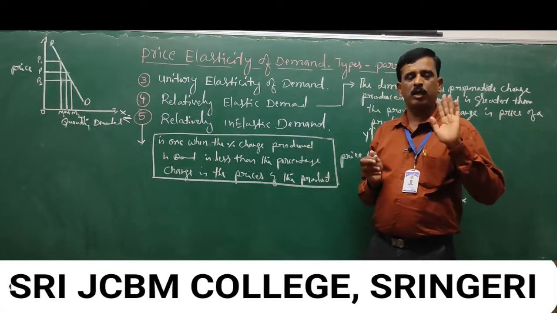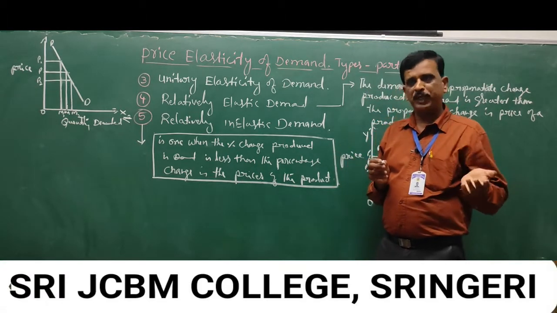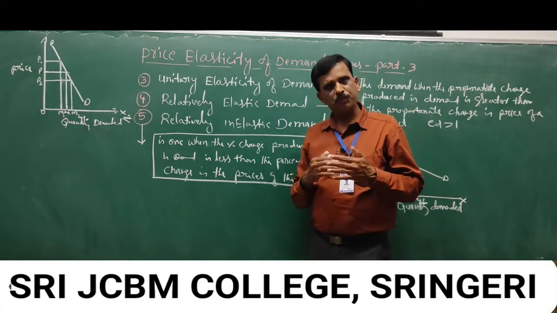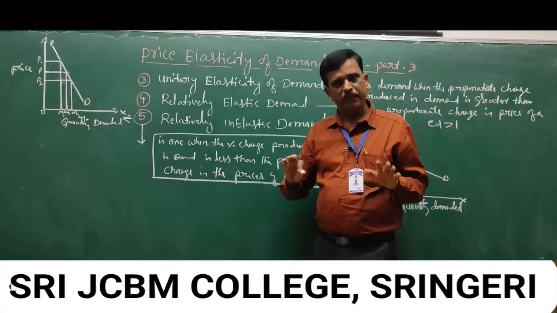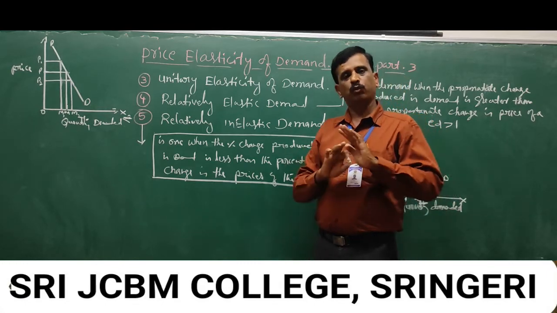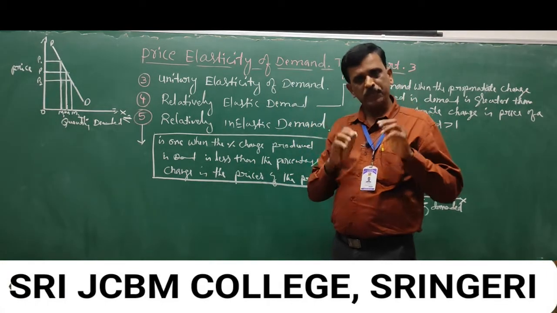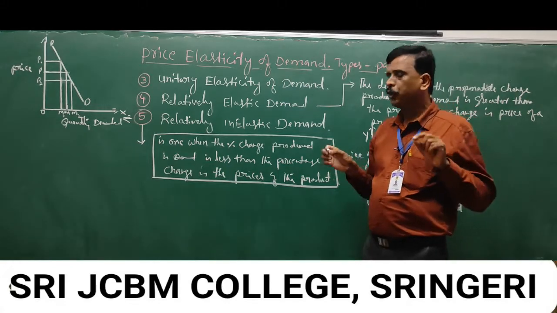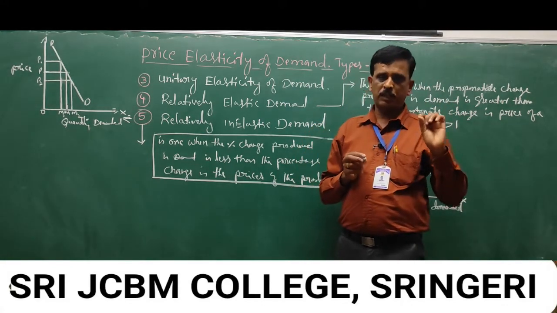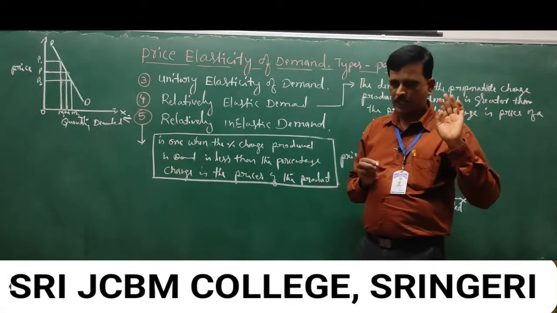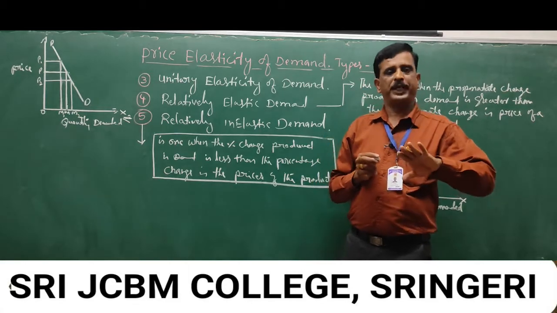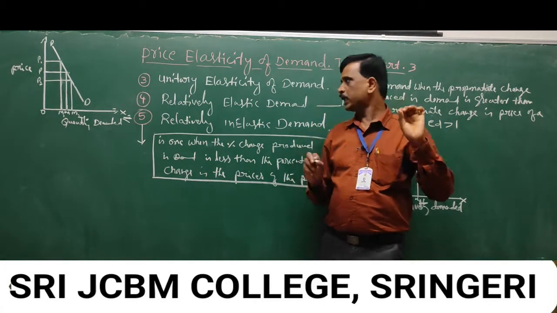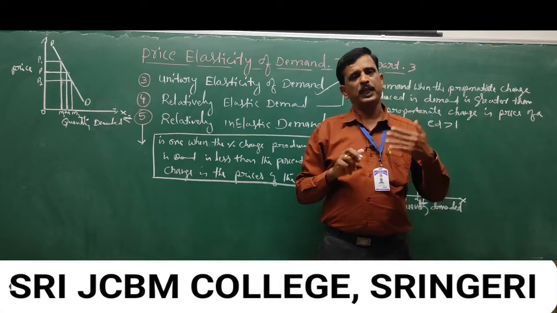Unitary elasticity of demand is the third important type of elasticity of demand explained in the previous video. Unitary elasticity of demand is nothing but the percentage change in the price and percentage change in the quantity demanded being one and the same. There is no difference at all. Under unitary elasticity of demand, price and quantity demanded change in the same proportion, the same percentage. That is known as the unitary elasticity of demand. In the last video, I already explained this particular point.